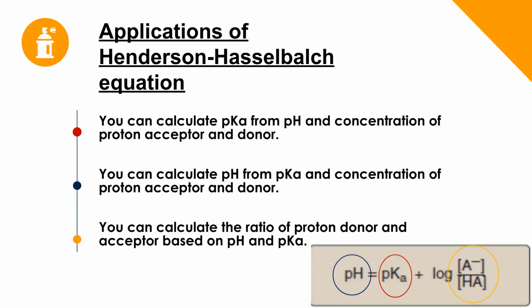The Henderson-Hasselbalch equation has several applications. You can calculate pKa from pH and the concentration of the proton acceptor and donor. You can also calculate pH from pKa and the concentration of the proton acceptor and donor, or determine the ratio of proton donor and acceptor based on pH and pKa.